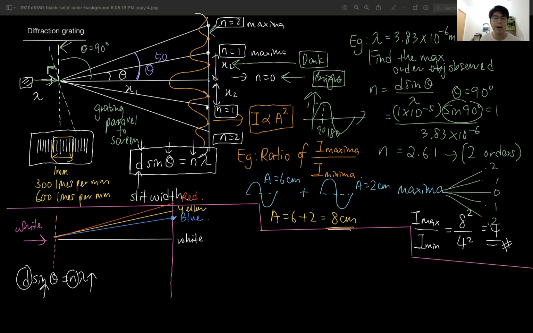By right it should be violet first, because violet is the smallest wavelength, but you get the point. I'm just showing 3 different colors here: blue, yellow, red. Because the longer the wavelength, the greater the angle. So that's why you see red at the furthest away compared to other colors. So you see the colors split out when you shine a white light through the diffraction grating. On the screen, you see a rainbow.